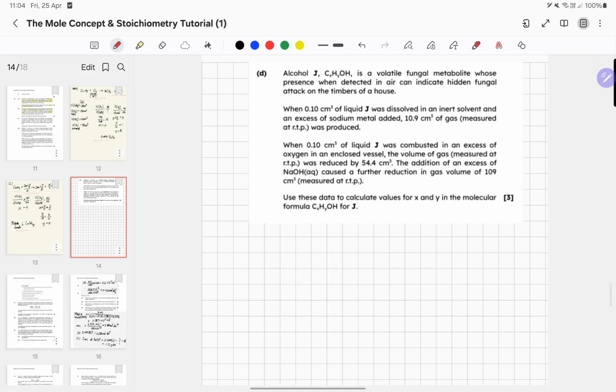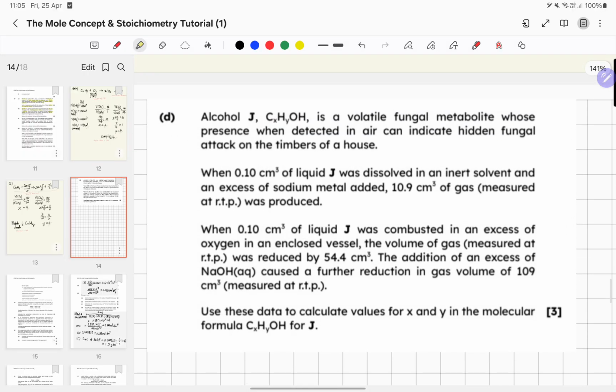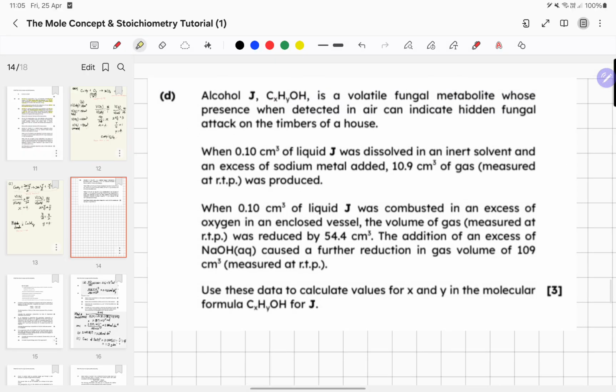So I'll go through part D. This one is the one where I think you have major issues. We will just read through the question first. Alcohol J has the molecular formula CxHyOH. All these are the other details. When 0.10 cm cube of liquid J was dissolved in an inert solvent with excess sodium metal, 10.9 cm cube of gas measured at RTP is produced.